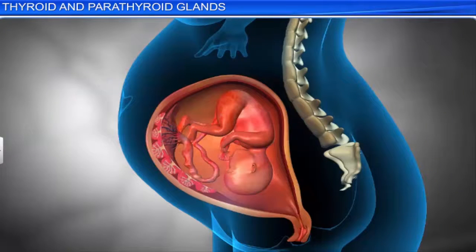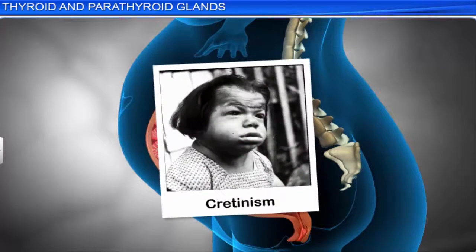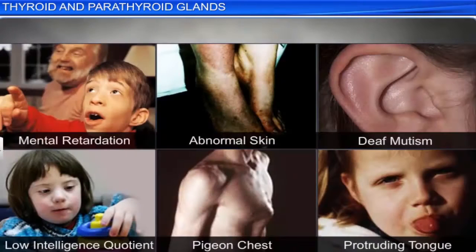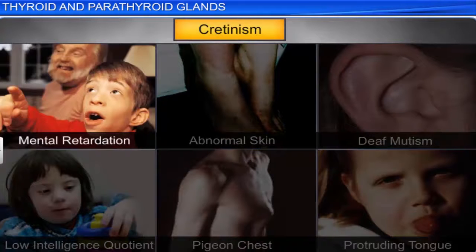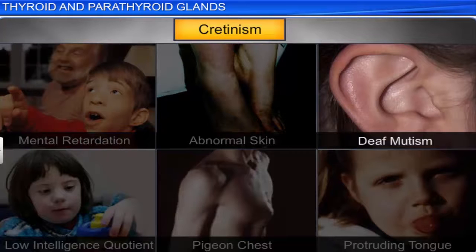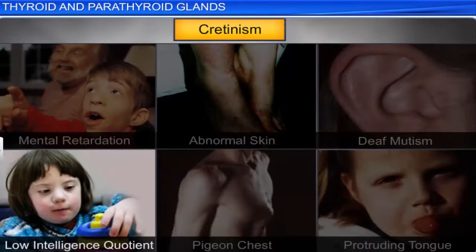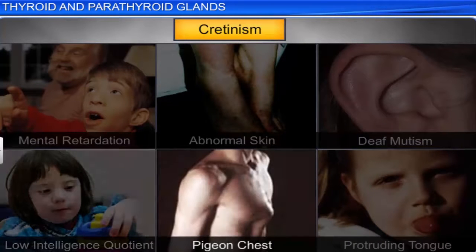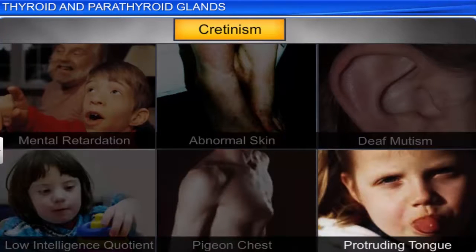In pregnant women, hypothyroidism can lead to defective development of the growing fetus. This results in stunted growth in children and leads to a disease called cretinism. Cretinism is characterized by mental retardation, abnormal skin, deafness, mutism, a low intelligence quotient, pigeon chest, and protruding tongue.